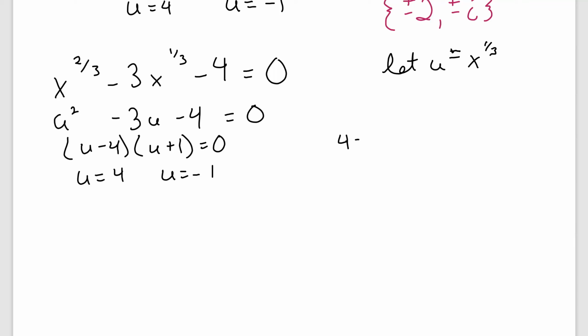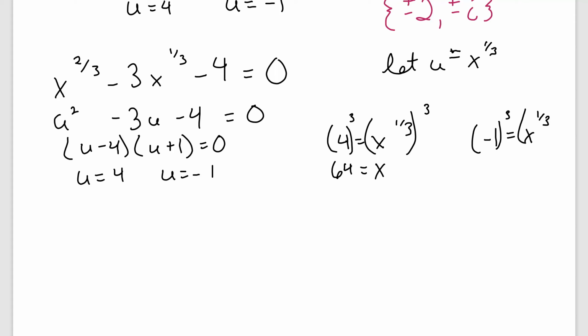But again, I need to let 4 equal x to the 1/3, and negative 1 equal x to the 1/3. Since I have a rational exponent, I'm going to raise both sides to that denominator. And so when I do so, 4 to the 3rd power is going to be 64. And then I raise both sides to the 3rd power over here, and I get that x is equal to negative 1. So my solutions are 64 and negative 1.